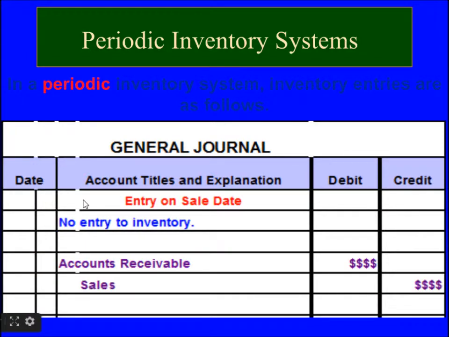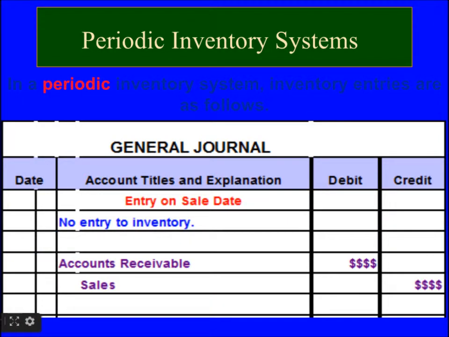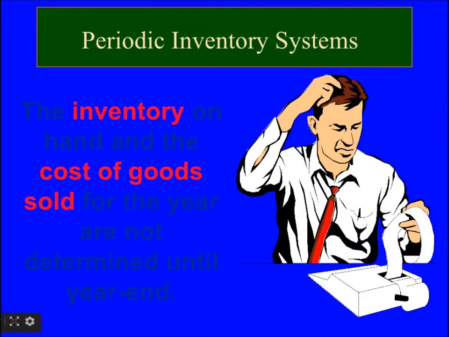On the sale date, accounts receivable and sales, there is no entry for inventory. So in case of periodic, it is very important to remember that we have purchases and accounts payable, and on the sale date, accounts receivable and sales, which is unlike the perpetual inventory system. The inventory on hand and the cost of goods sold are not determined until the year end.